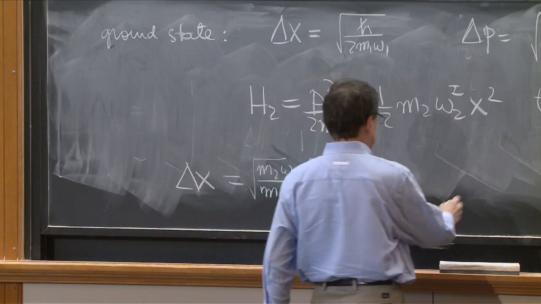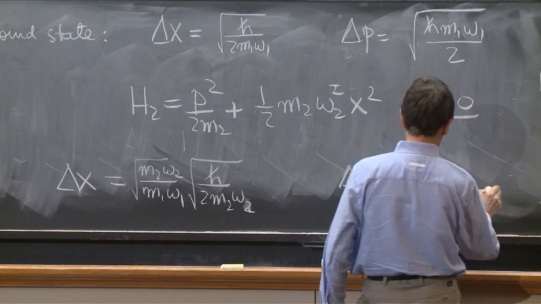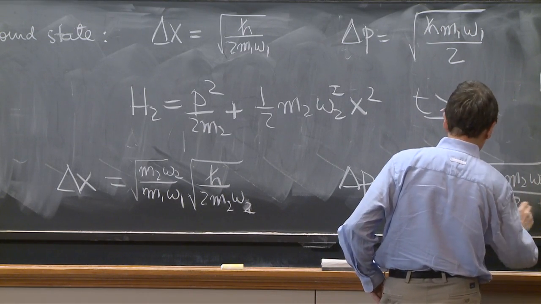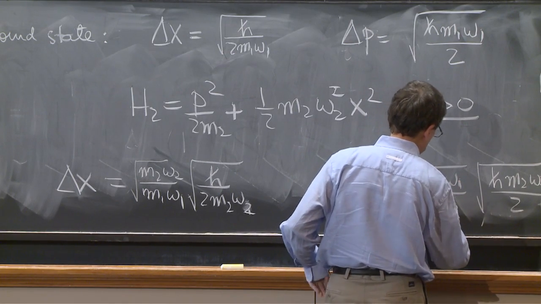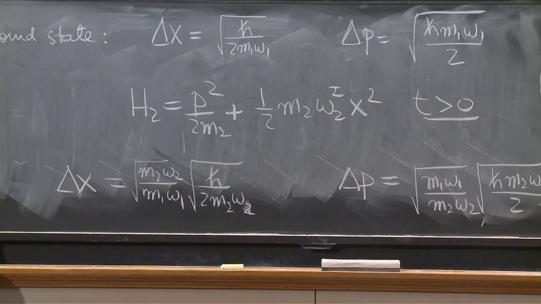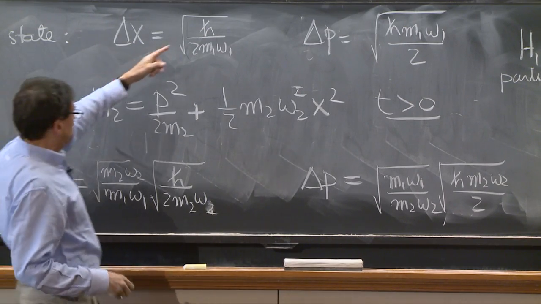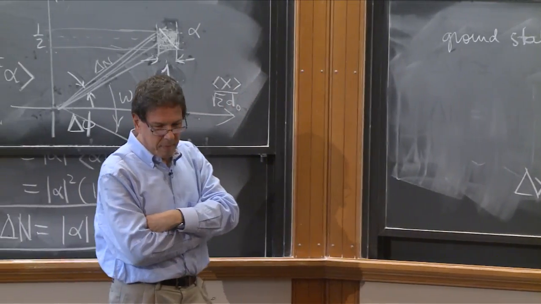Similarly, for delta p, I will write that this is the square root of h bar m2 omega 2 over 2, and put the factor m1 omega 1 over m2 omega 2 in front in such a way that it is the same delta x and the same delta p. Now delta x times delta p multiply to be h bar over 2, and they still multiply to that number because I didn't change them.